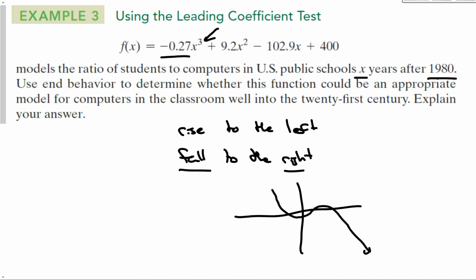Okay, so as a trend, this model is not very good because I think we can all agree that the number of computers in school is only going to increase. All right, so bad model, and we can tell that just by using our end behavior. Okay, only one problem for that.